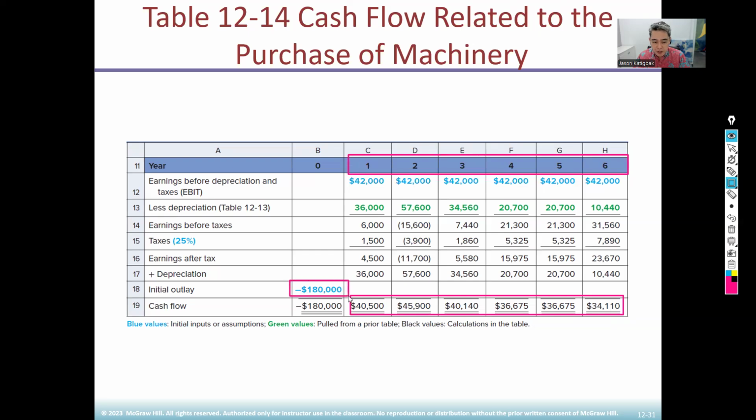And then year 0, we're following the same problem, right? The 180 is your cash outflow on year 0. So now you can still calculate the net present value, your IRR, your MIRR, and also the payback period. So we just made the calculation of the cash flow a bit more complicated because we wanted to consider the depreciation side.